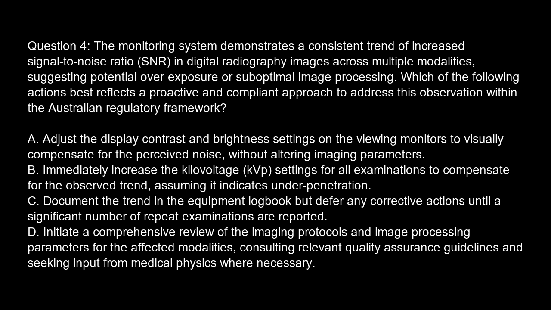Option B. Immediately increase the kilovoltage, kVp, settings for all examinations to compensate for the observed trend, assuming it indicates underpenetration. Option C. Document the trend in the equipment logbook, but defer any corrective actions until a significant number of repeat examinations are reported. Option D. Initiate a comprehensive review of the imaging protocols and image processing parameters for the affected modalities, consulting relevant quality assurance guidelines, and seeking input from medical physics where necessary.